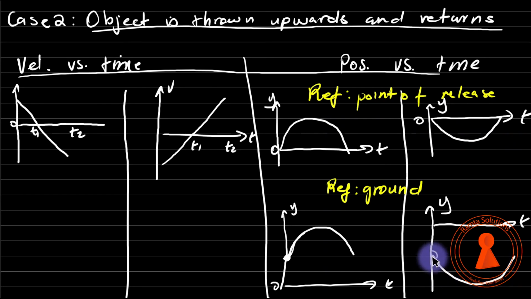It's a smiling parabola. So this is your y-intercept. It's in the negative axis. Okay, so this is how your graphs look when an object is thrown upwards and returns, right? I hope you guys can see that.